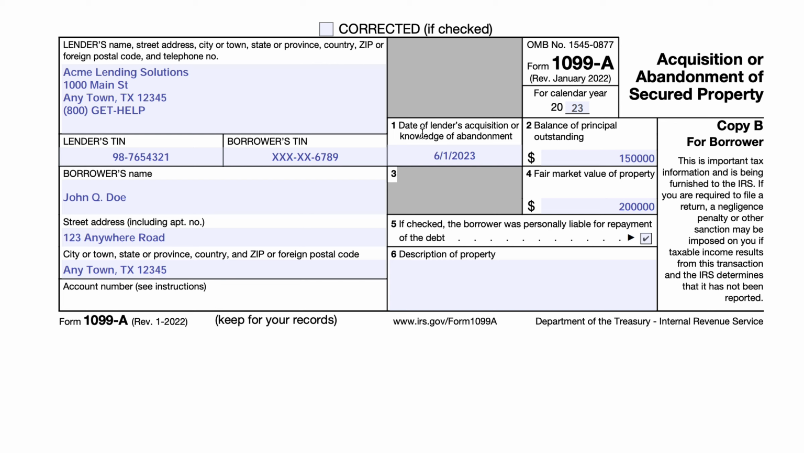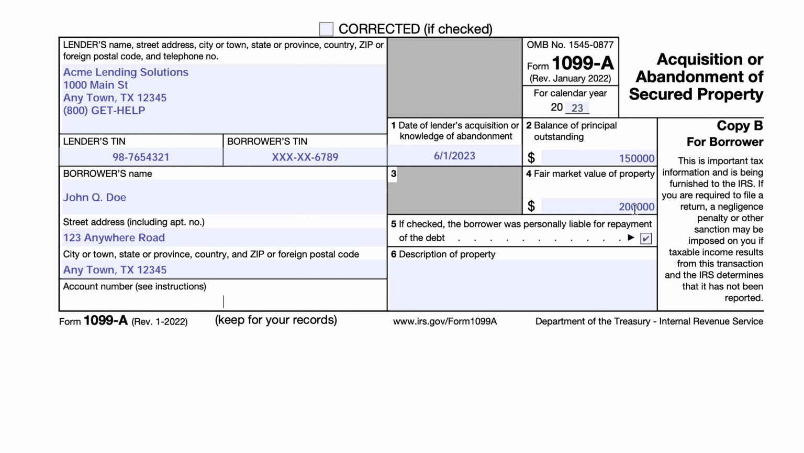Box 4 is going to indicate the fair market value of the property. If it was sold at a foreclosure or an execution or some similar proceeding, then it would generally be the sales price. Otherwise, it might be the appraised value. If box 5 is checked, then the form instructions indicate that this fair market value of the property should be the same as the appraised value of the property.